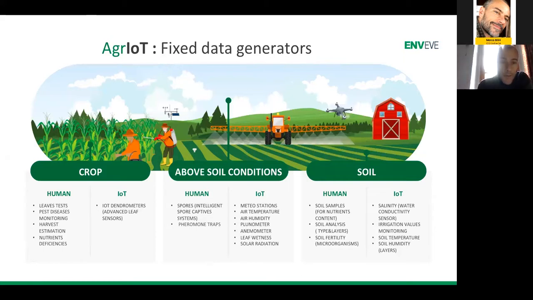One sensor which we have been implementing over the last years is dendrometers. Dendrometers are very interesting. They are recording in real time the conditions of lymph passing through the plant. So they are very precise.